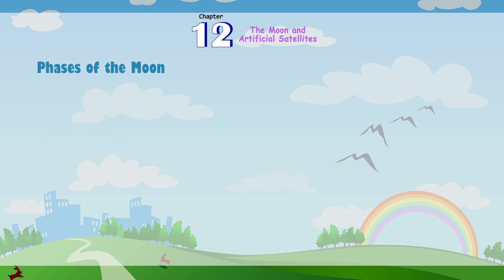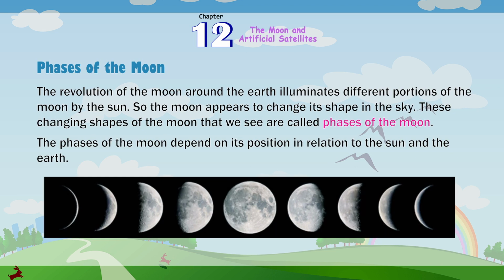Phases of the moon. The revolution of the moon around the earth illuminates different portions of the moon by the sun. So the moon appears to change its shape in the sky. These changing shapes of the moon that we see are called phases of the moon. The phases of the moon depend on its position in relation to the sun and the earth.